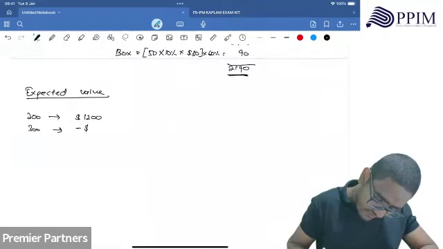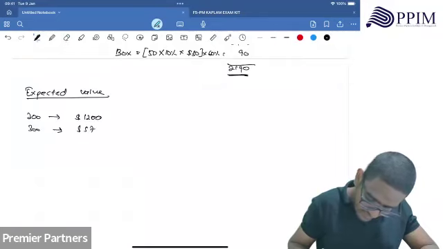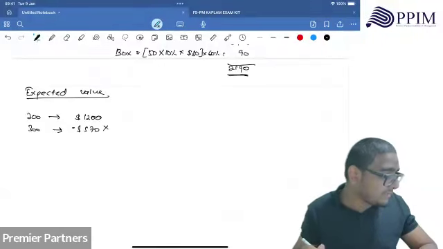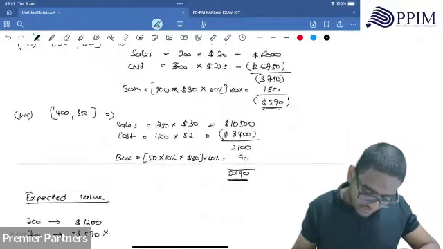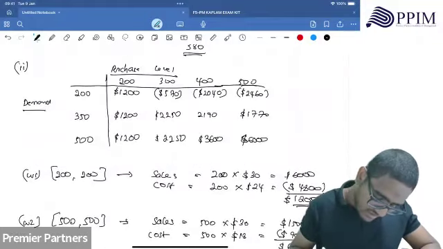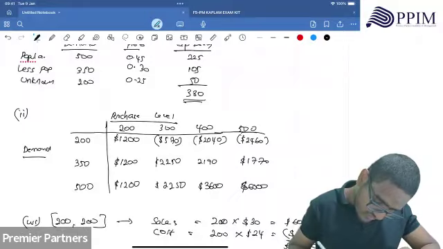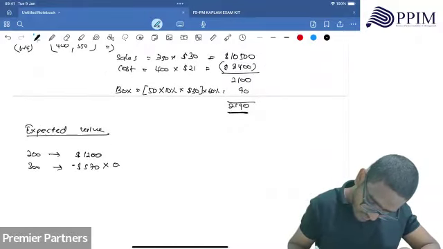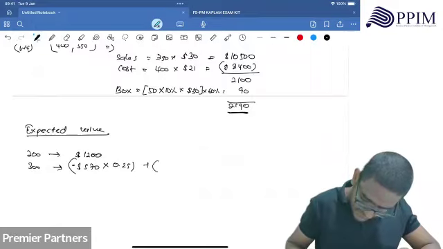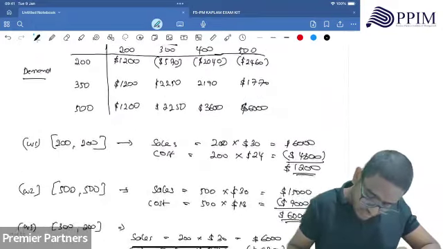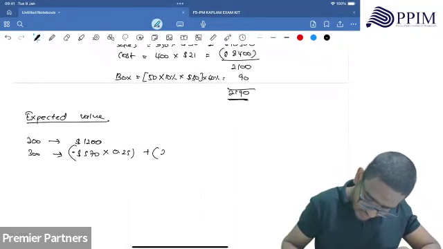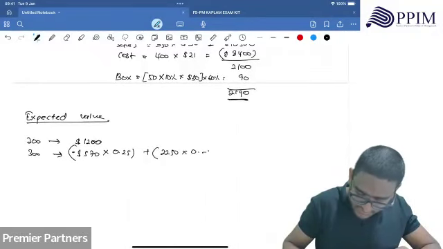So you have negative 570 multiplied by the probability of that happening. What is the probability of negative 570 happening? That is demand being 200. Demand being 200, we put a probability before. This was 0.25, plus the rest will give you 2,250. So you can say 2,250 into 0.75.